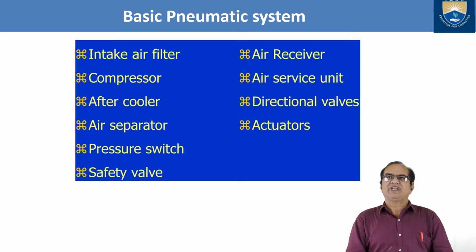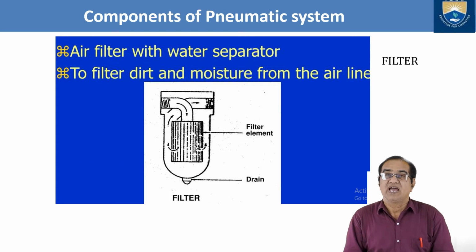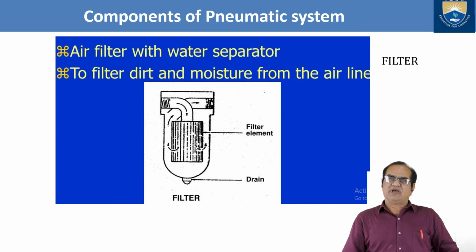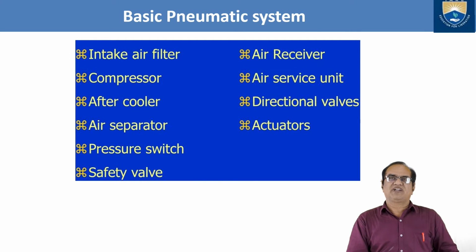So the components used for basic pneumatic systems are: air intake, air filter, compressor, after cooler, air separator, pressure switch, safety valve, air receiver, air service unit, directional valves, and actuators. I am going to discuss these parts, filter, compressor and all, one by one with some small diagrams, and shed some light on the different components used in pneumatic systems.